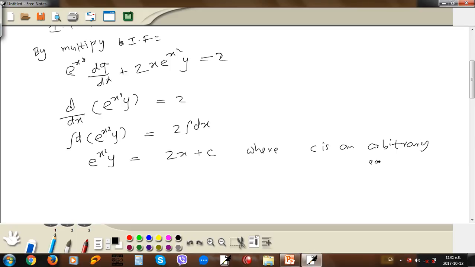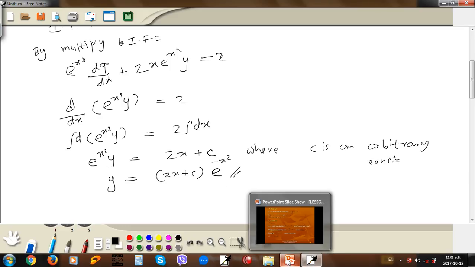So e^(x²) y equals 2x + c, where c is an arbitrary constant. Then we can solve for y: y equals (2x + c) and if you send e^(x²) to the other side, it becomes minus x squared in the exponent. This is the answer.